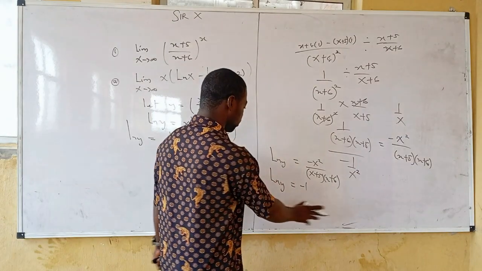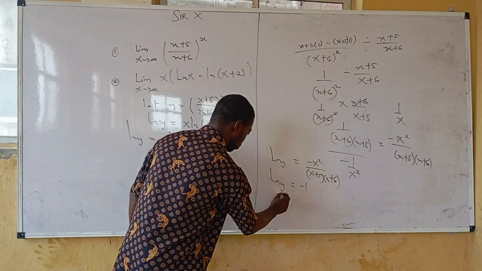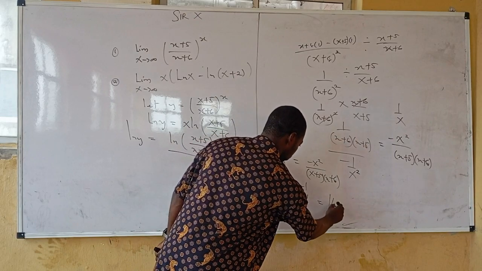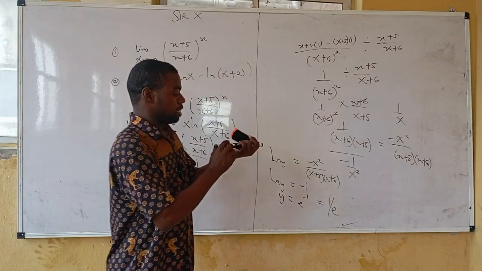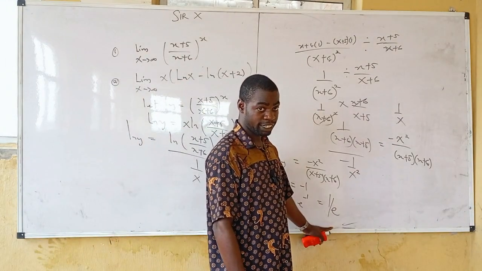And if we take the definition of logarithm, we will get y equal to e raised to the power of -1, which is equal to 1 over e. So the evaluation of this limit is equal to 1 over e.